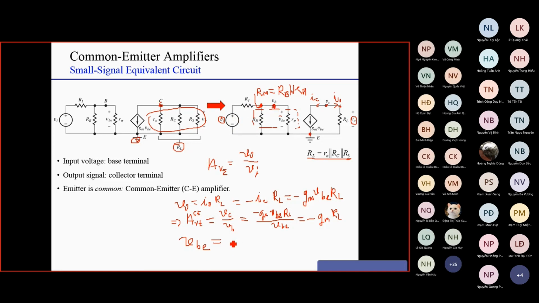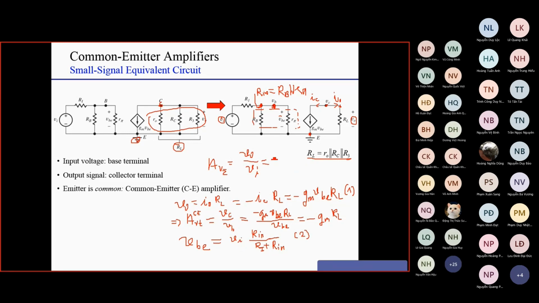So VBE is equal to VI multiplied by R in over RI plus R in. RI here is the internal resistance of the signal source. For some textbooks it is indicated as Vs, for the signal source, and plus R in. So you can combine the first equation and the second equation here, and you can deduce immediately: you just replace VBE here with V out and then divide by V in, canceling out V in.